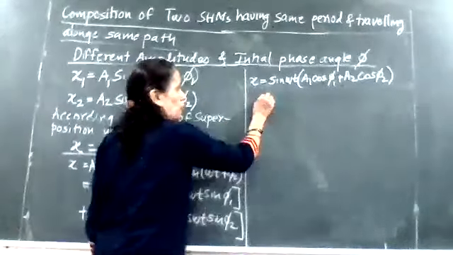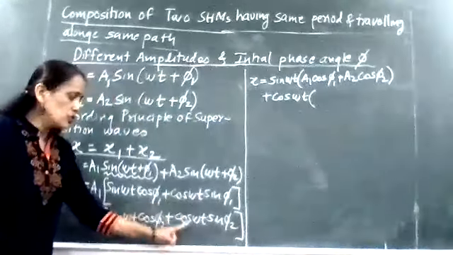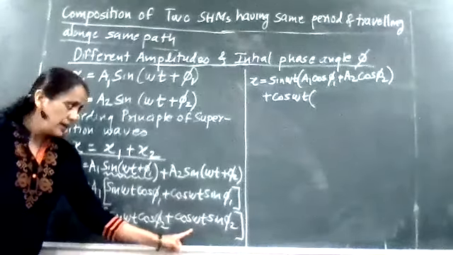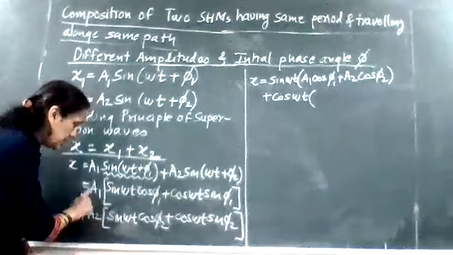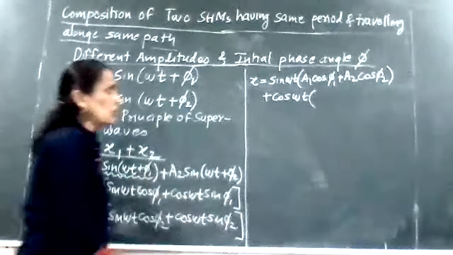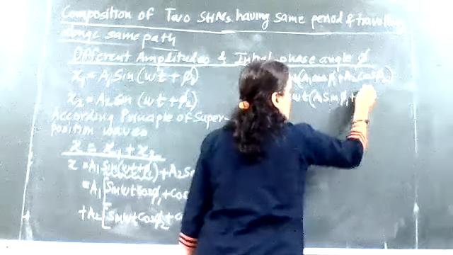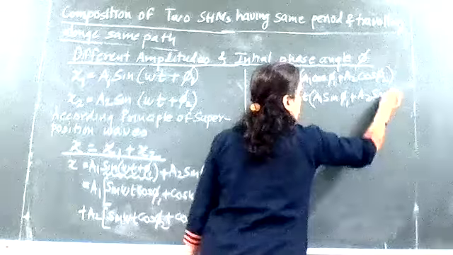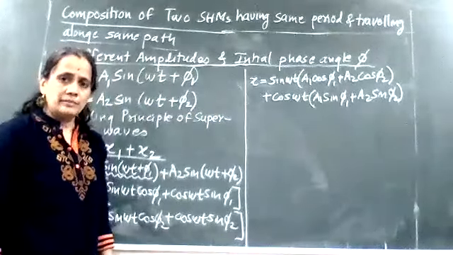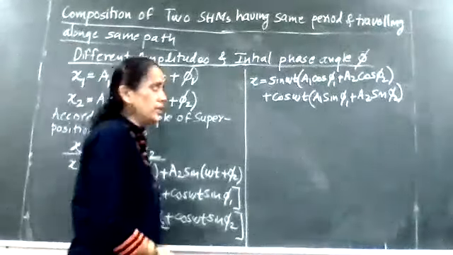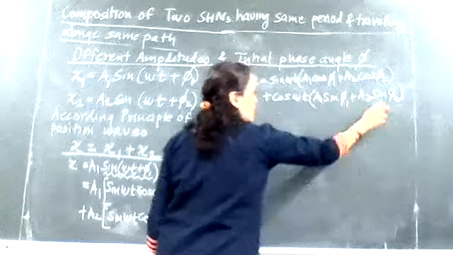So from second and fourth, I can say plus cos omega t. Now this cos omega t is taken common. Now what is inside the term? Sin phi 1, and this a1 will be for multiplication. So what it becomes? a1 sin phi 1 plus a2 sin phi 2. Clear? Any doubt? Okay.